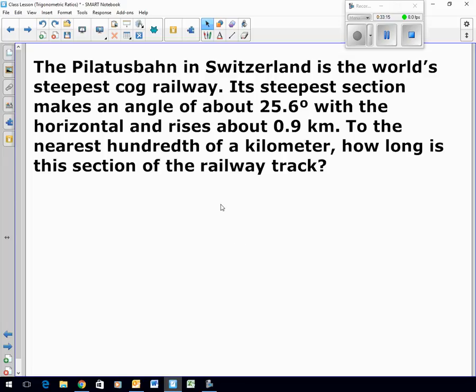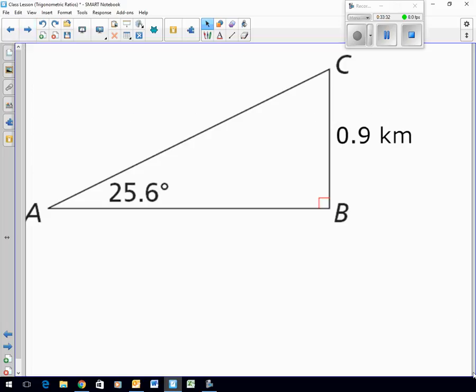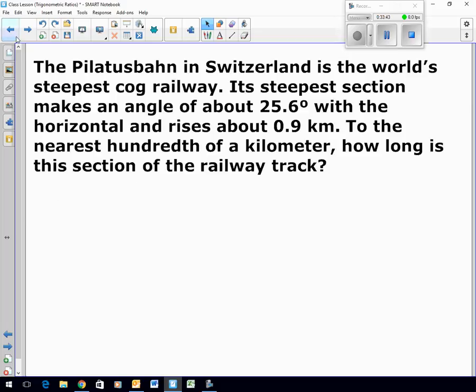I will tell you right now, the hardest part of this problem is not going to be anything other than drawing your picture, right? If I asked you guys right now to draw a picture of this, I hope you would get something like this. Notice that the angle it talks about is down here, right?